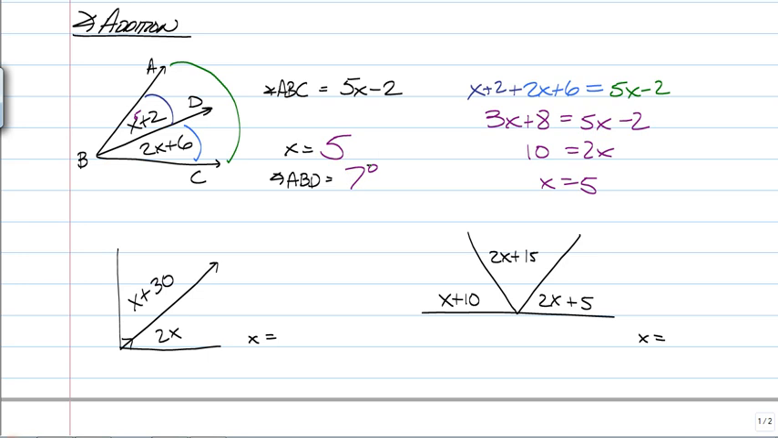Angles are measured in degrees. Okay? Next one. We see that this is a little box, so we know that the big angle is 90 degrees. To do this problem, all you have to do is add the two little angles.